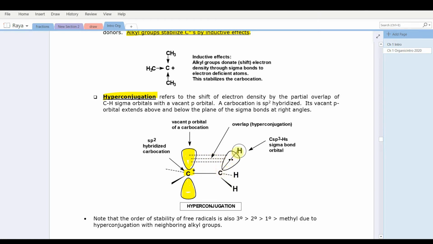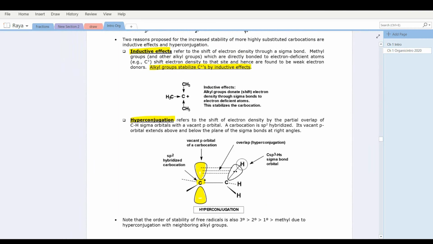Whether this is to carbon or to hydrogen, it can line up and overlap to some extent with the empty 2pz orbital. So again, it donates electron density toward the electron-deficient carbocation, but this time not through the sigma bond, but rather through the pi or p orbital system, and that is called hyperconjugation. So both of these two factors, inductive effects and hyperconjugation, contribute to the stability of carbocations. The more alkyl groups we have, the more electron donation can occur to the carbocation. And that'll be it for this lecture.